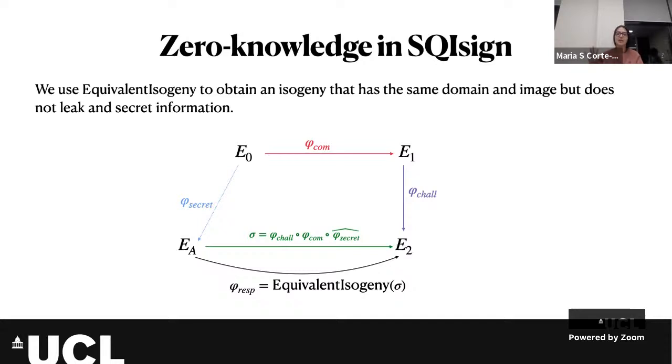I'm hiding a lot of complication in this one algorithm, equivalent isogeny, but in essence, that's what it's doing. It's taking an input isogeny and trying to find an equivalent isogeny that maps the same two elliptic curves, but doesn't reveal any secret information. And so the security assumption that we make in SQIsign is that the output of this algorithm is somewhat random. That's quite an ad hoc assumption, and hopefully in the future we can reduce it to something a bit more standard.